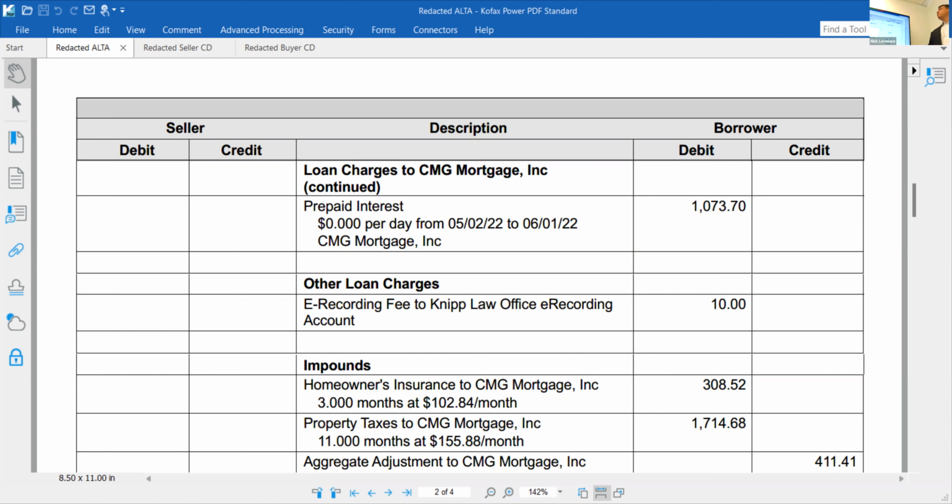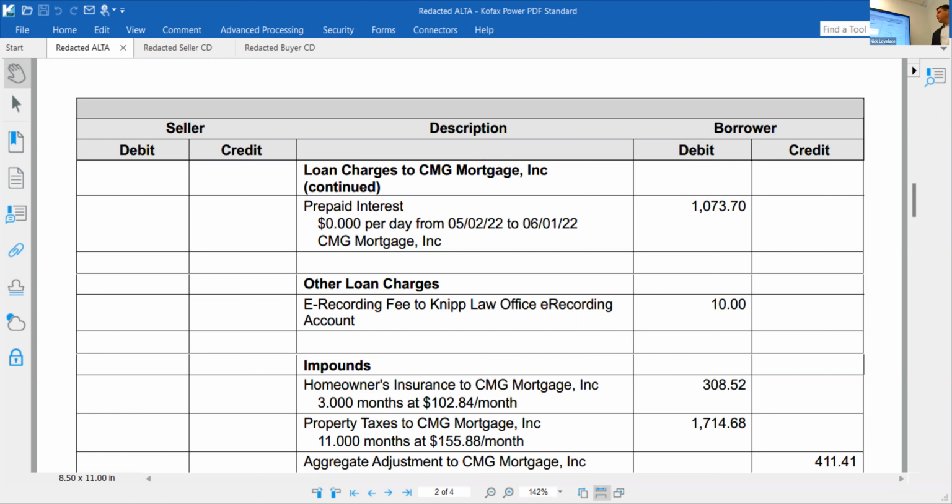Now, the only time you're not going to see this line is if somebody's closing on the first of the month. If somebody's closing on the first of the month, you won't see that. And if you don't see that there, that's going to mean that they are basically paying that next month's payment. So if they close on February 1st, they're paying on March 1st. So if you don't see that, you can explain that to them.